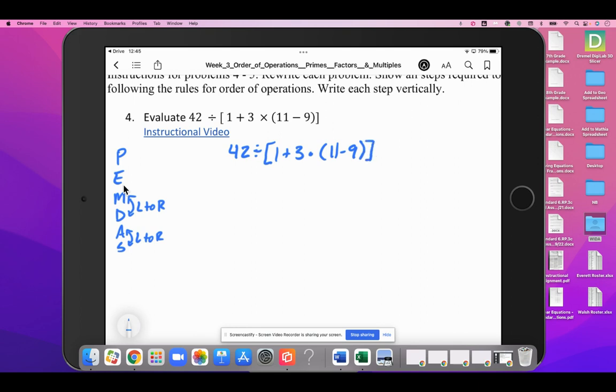So when we're looking inside parentheses, we have these brackets. Those can be considered parentheses. And then inside the brackets, we have parentheses. We always want to work from the innermost set of parentheses. And so we are going to be starting inside these parentheses right here, because those are the ones that are nested inside the other ones, or the ones that are most to the inside. So I do see that I've got 11 minus 9, and that's going to be 2. Everything else is going to stay exactly the same.